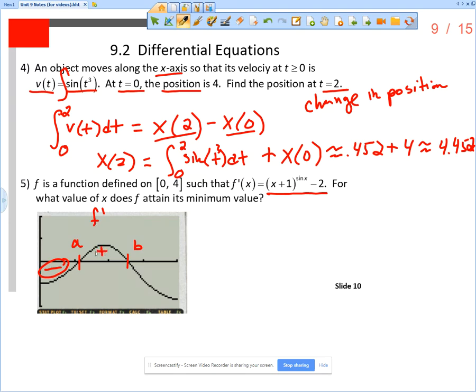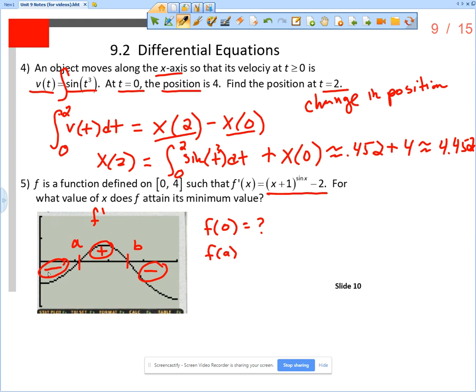F prime is positive, right? It's above the x-axis. And then from b to 4, f prime is below the x-axis, so that means it's negative. So what does that mean? All right, so let's think. I'm starting at some value, right? So let's say f of 0 is some value. We don't know what that is.